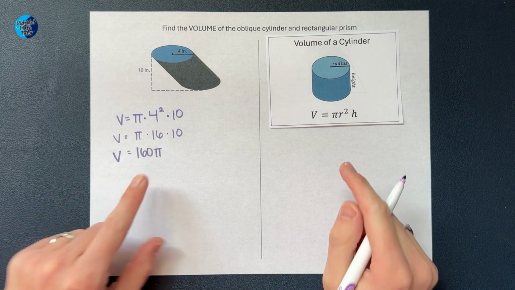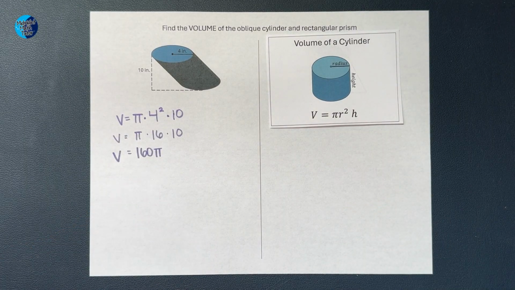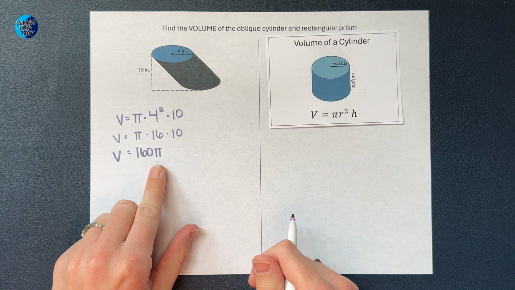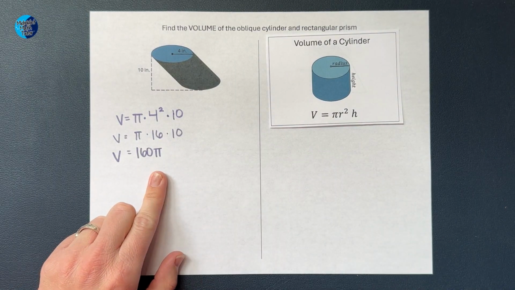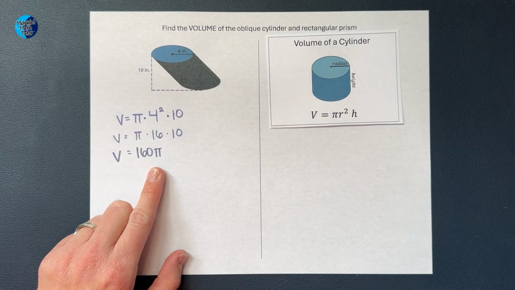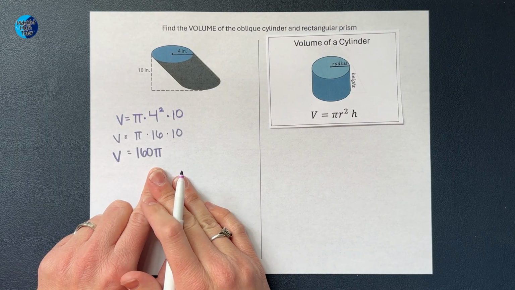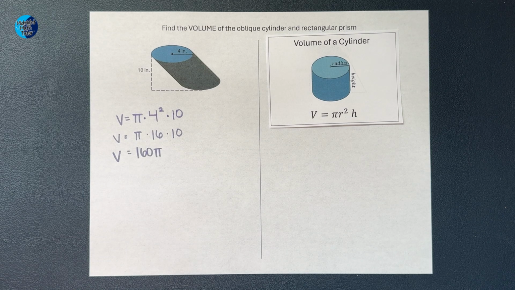Now, there are a handful of teachers out there that will want you to leave your answer like this. We call this our exact answer. The reason some teachers like it left like this is because pi is a decimal that goes on forever and it doesn't repeat or anything. So whenever we multiply by pi, we have to round at some point. So if you don't want to round, or your teacher doesn't want you to round, they'll have you leave it like this, okay? Now, a lot of teachers won't want you to leave it like that.